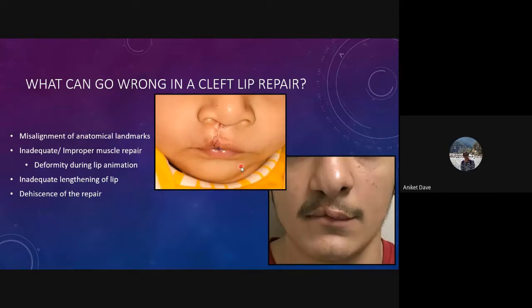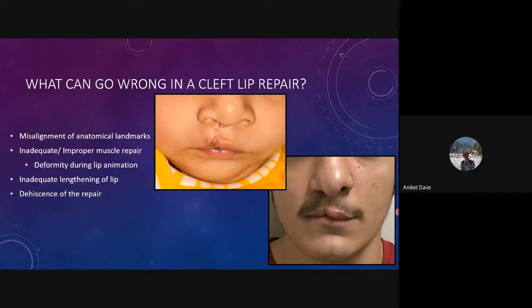And even though from the outside it may appear as if the lip has been repaired properly, whenever the patient is speaking, you can see significant deformities in the upper lip. So these are due to inadequate or improper muscle repairs. As you can also see in the other patient here, the lip has not been lengthened adequately. Neither has there been a good muscle repair, which is evident because of the depression in the vermilion. And the most severe complication which can occur is if there's a dehiscence of these repairs.